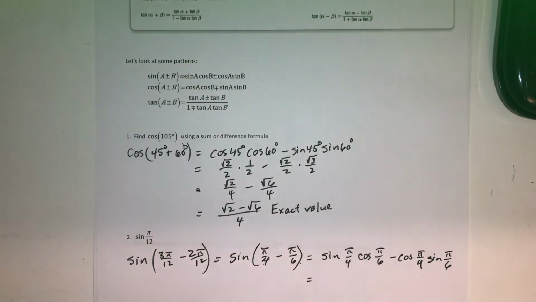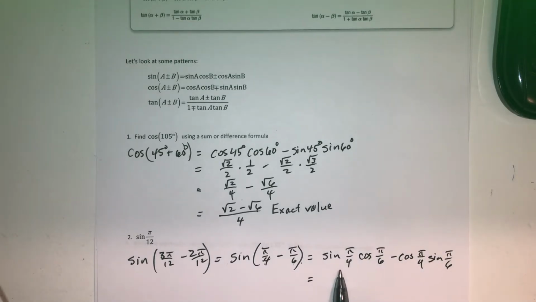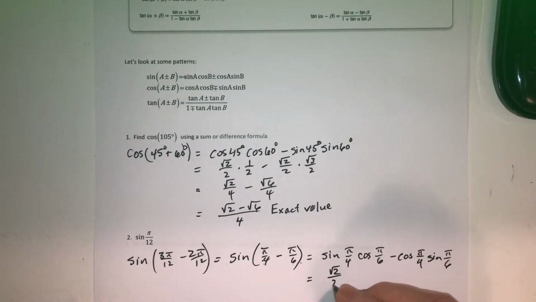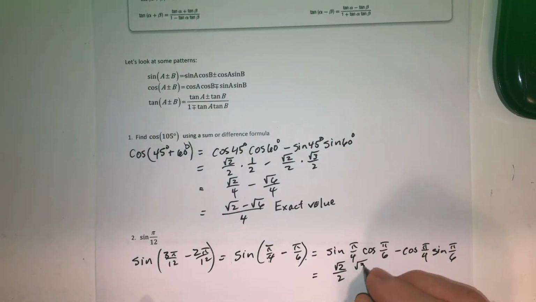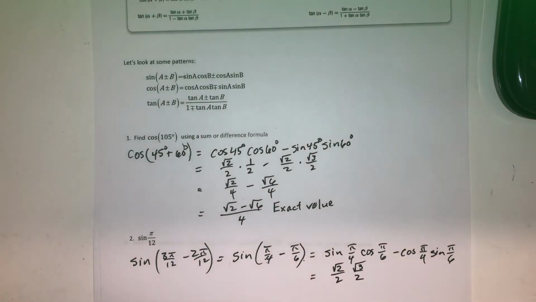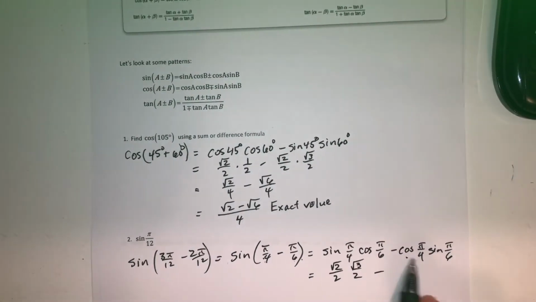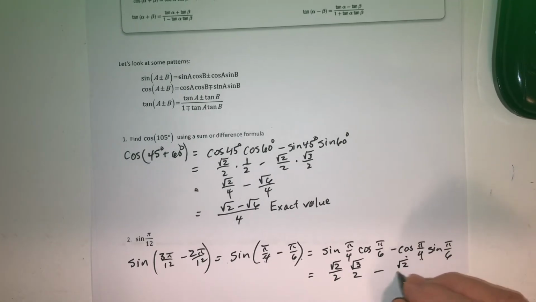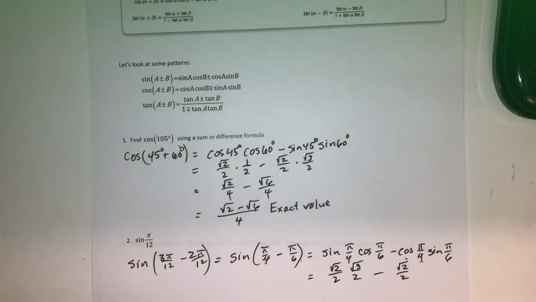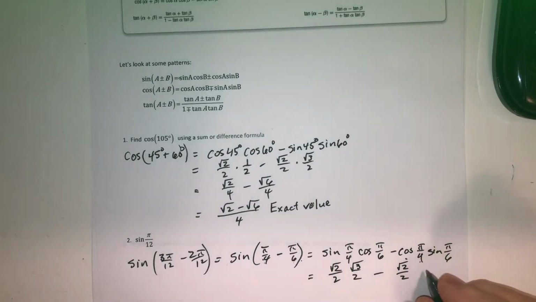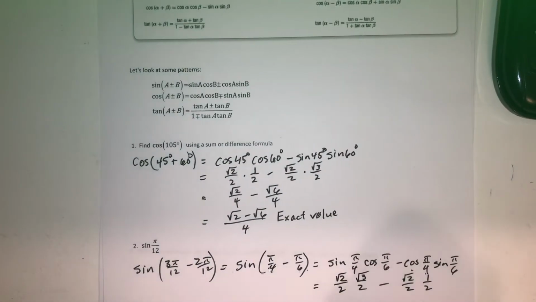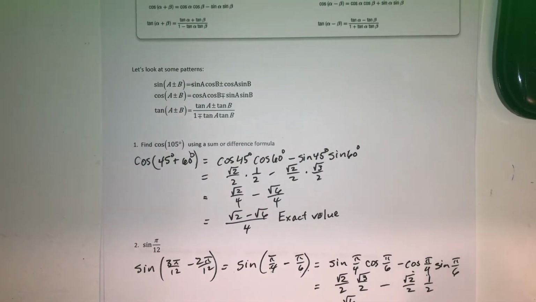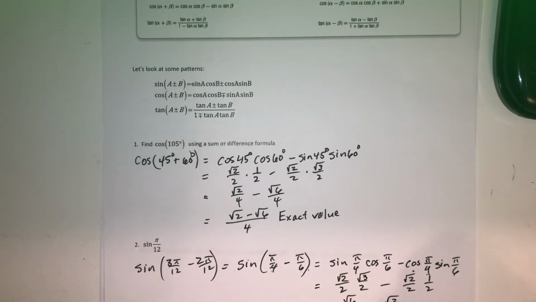All right, now I'm going to continue from there and replace the sine of pi over 4 with the square root of 2 over 2. Replace the cosine of pi over 6 with the square root of 3 over 2. Replace the cosine of pi over 4 with the square root of 2 over 2, and replace the sine of pi over 6 with 1/2. Then I'm going to multiply each product. Over here, I get the square root of 6 over 4. Over there, I get the square root of 2 over 4.